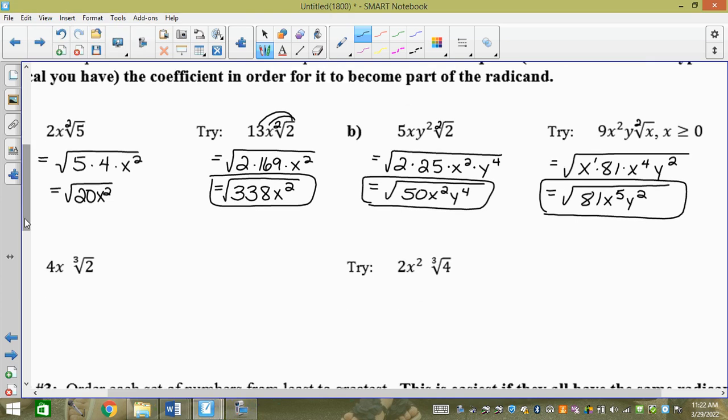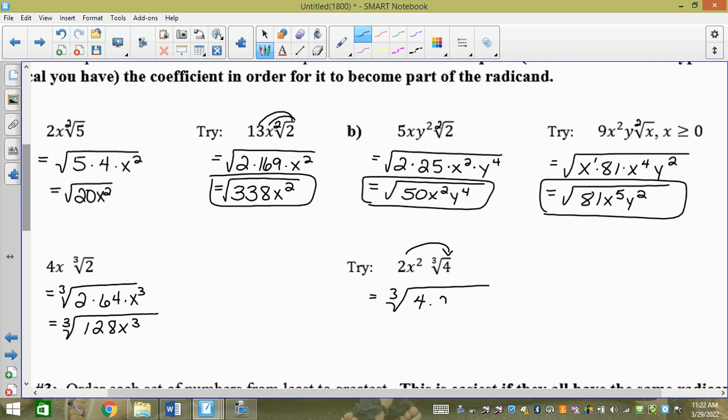And then these ones you would get the cube root of 2 times 4 cubed, which is 64, times x cubed. You can't forget the cube root, the 3, or else it's not a cube root. So you get 128x cubed. Then this one you're going to drop from underneath. So you're going to get the cube root of 4 times 2 cubed times x to the 6. So you get the cube root of 8 times 4, which is 32x to the 6.